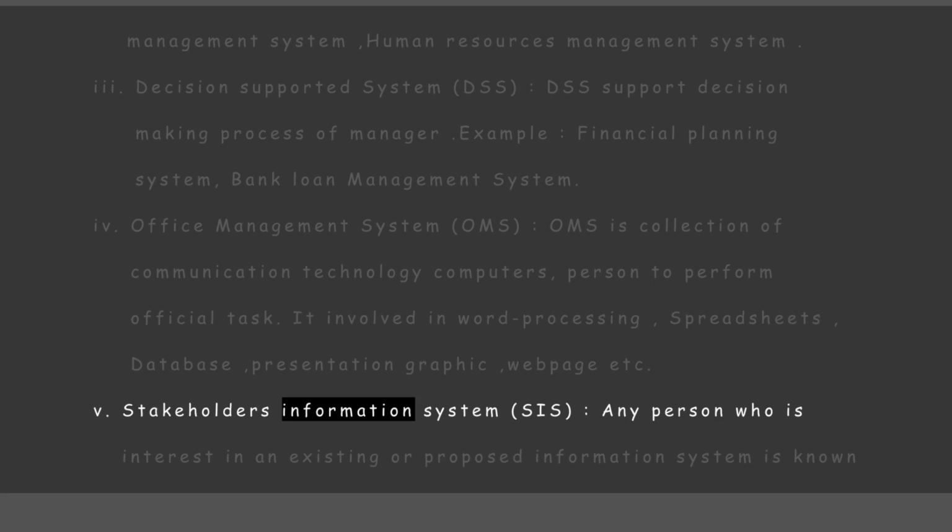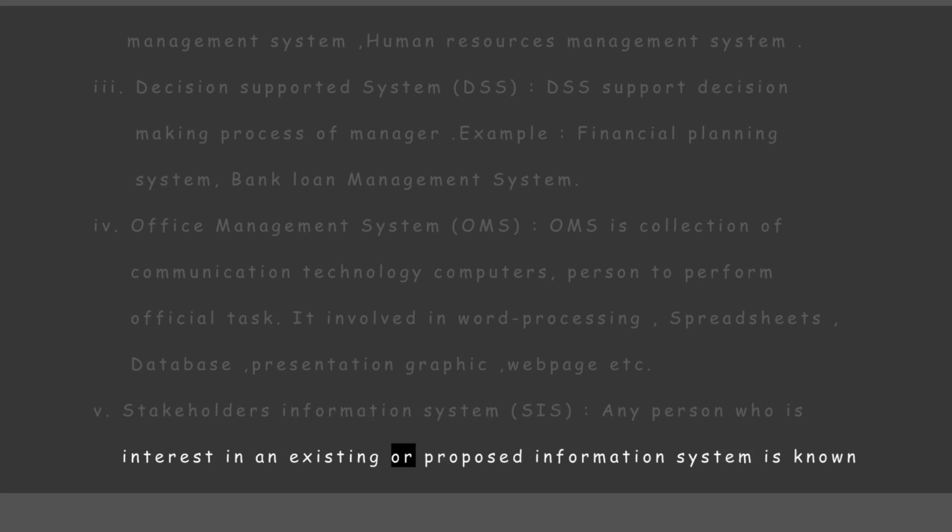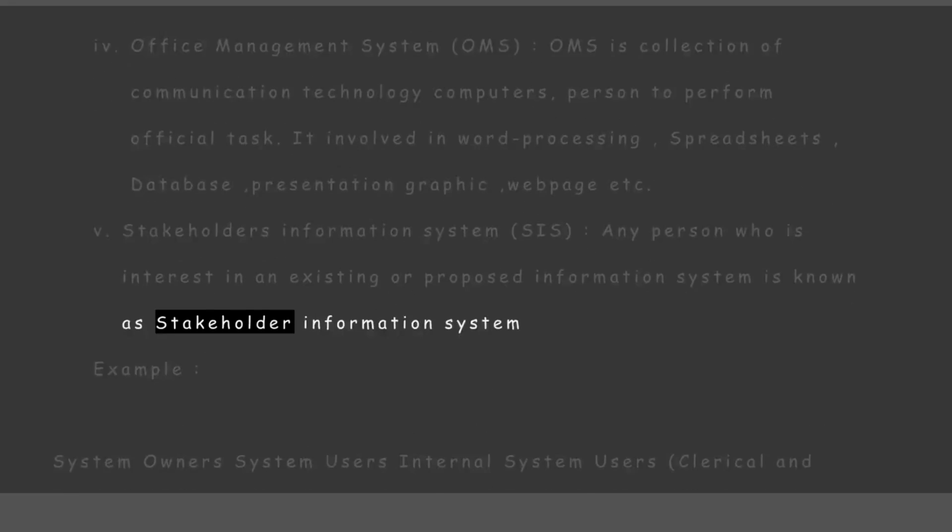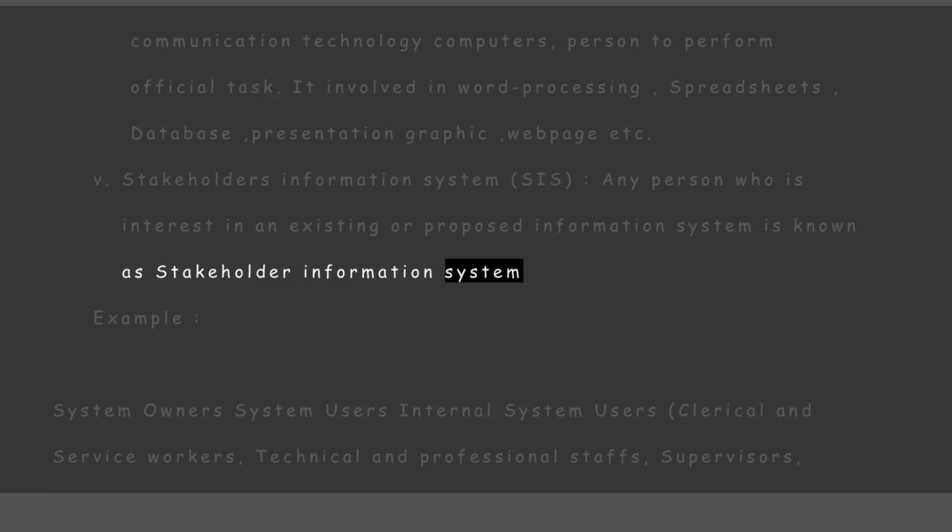5. Stakeholders information system, SIS. Any person who is interested in an existing or proposed information system is known as a stakeholder.